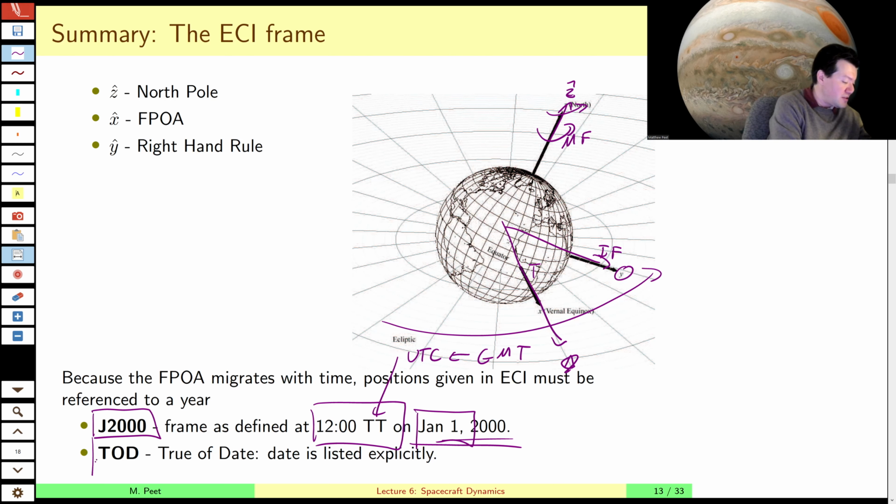Then of course, lots of people say J2000 is 20 years old, so I'm going to just use a different coordinate system, a more recent one. And so there's the alternative, which is true of date, where you give the date of your coordinate system and then calculate for the rotations and various precessions of the Earth.